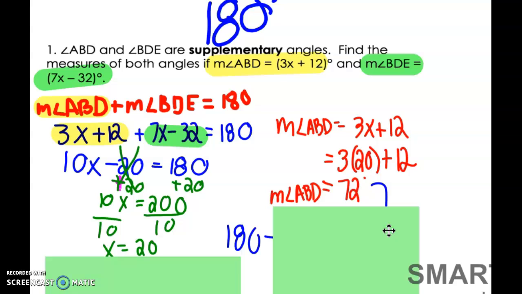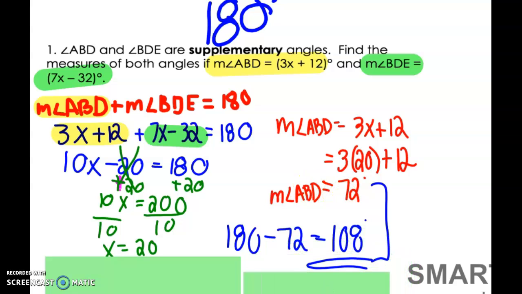The problem tells us that. So if the measure of angle ABD is equal to 72, I can take 180 minus 72 to find that the measure of angle BDE would be 108 degrees. Either way, either subtracting the 72 from 180 or substituting the 20 in for x in the expression 7x minus 32, both ways will give you an answer of 108 degrees for the measure of angle BDE.